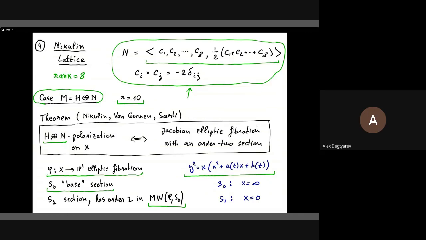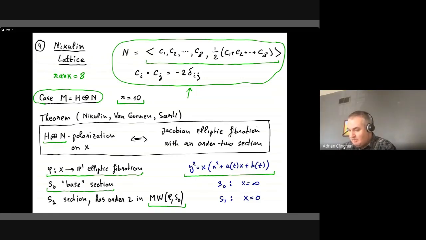Sorry, can I ask you a question? Yes. You go in the opposite direction, so you basically claim that once you have an order 2 section, you also have 8 rational fiber components. Yes. Can this be seen geometrically? Yes. So I'm going to be talking in a second about this.